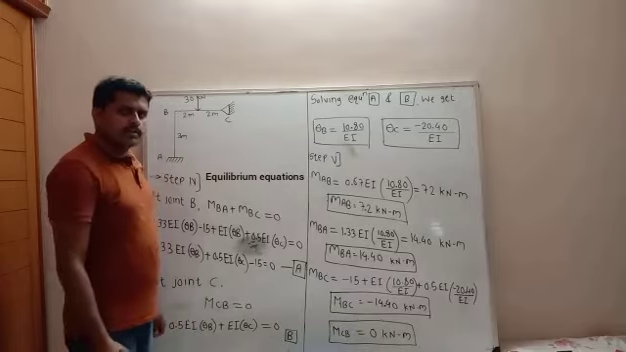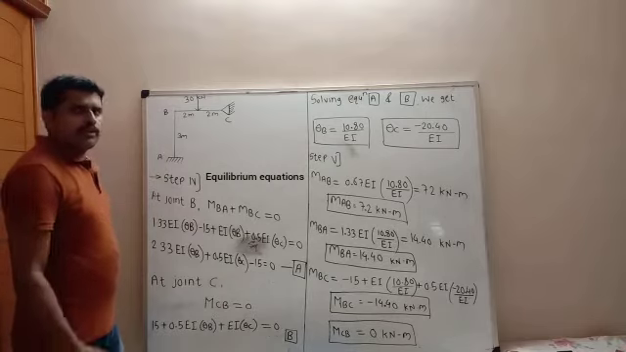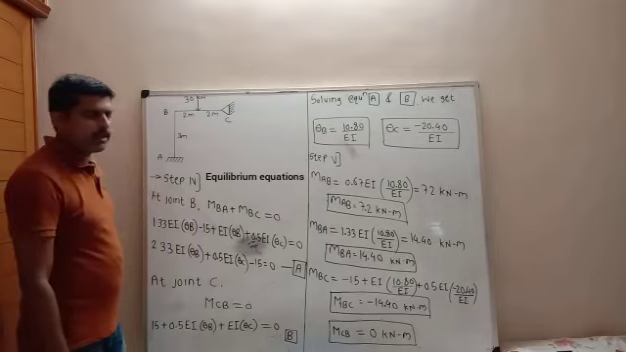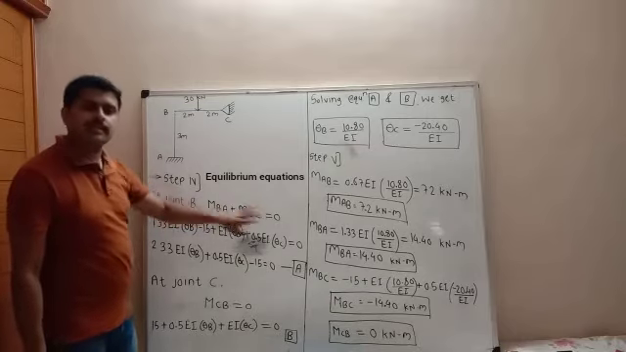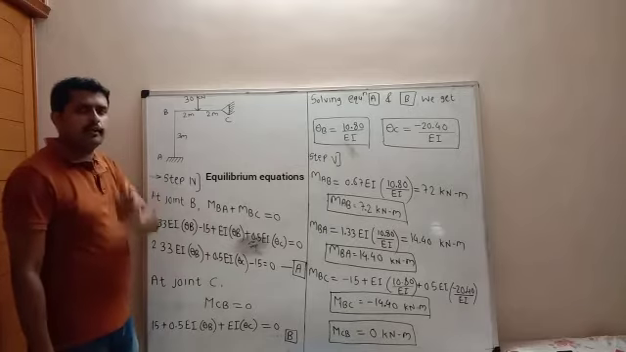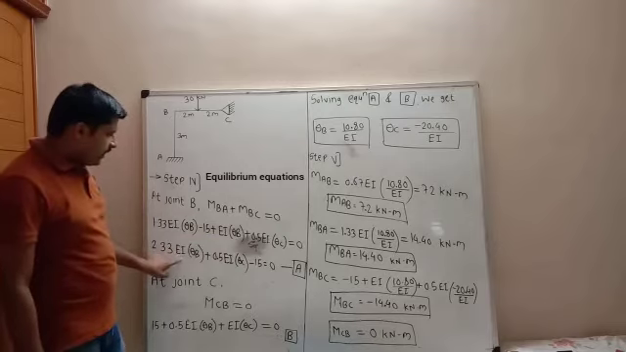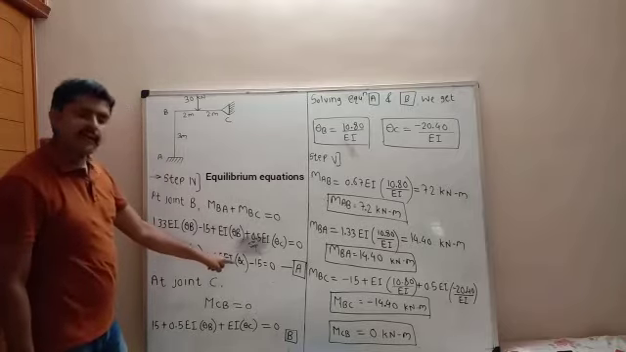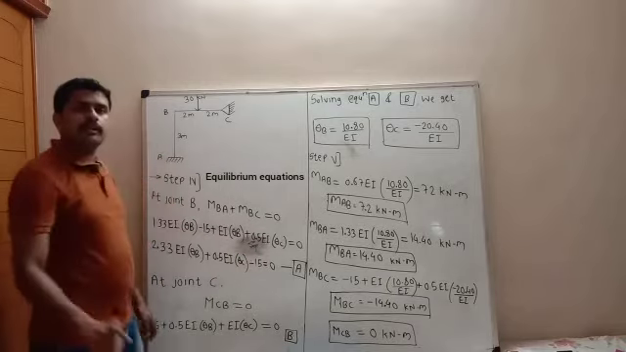Now we will solve our step number 4, that is equilibrium equations. Since there are two unknowns, there will be two equilibrium equations. At joint B, MBA plus MBC is equal to 0. So put the values of equation number 2 and equation number 3. We will get 2.33 EI into theta B plus 0.5 EI into theta C minus 15 is equal to 0, which is our equation A.